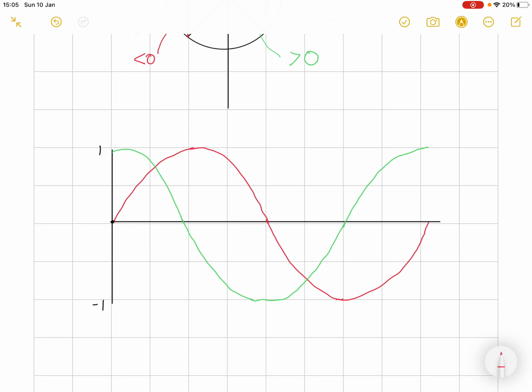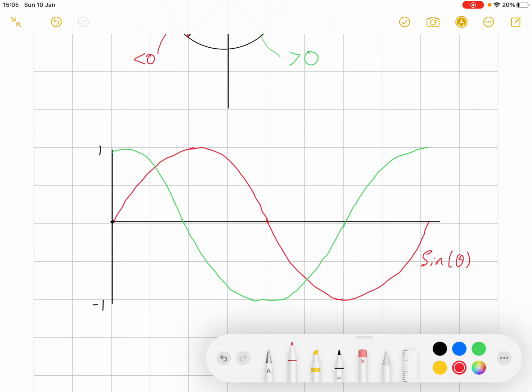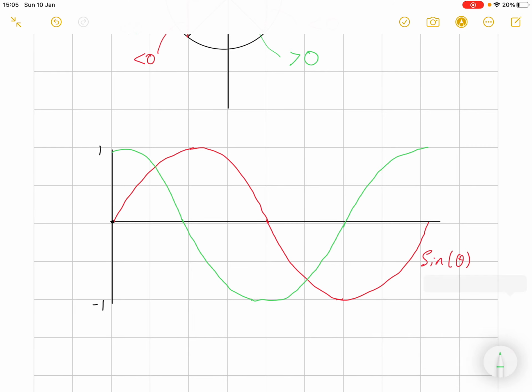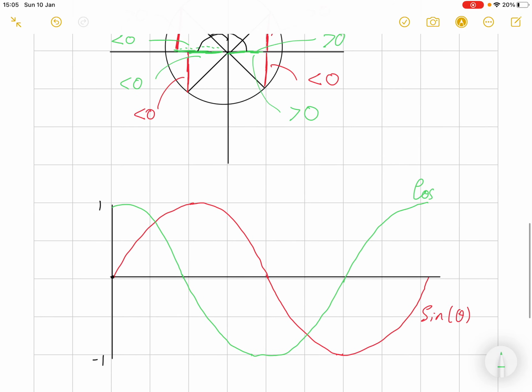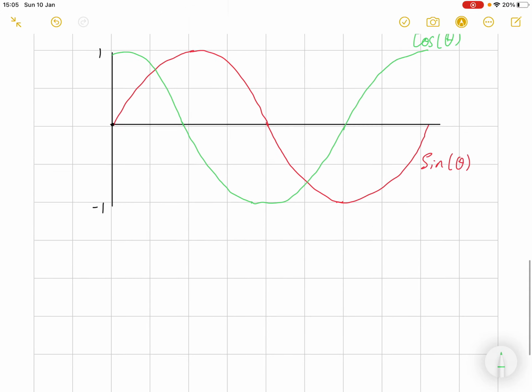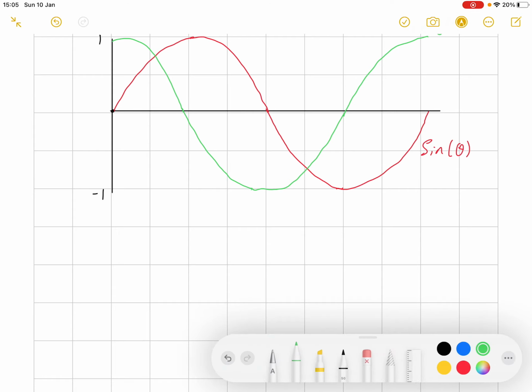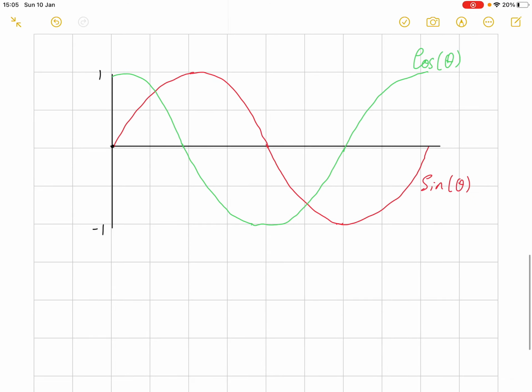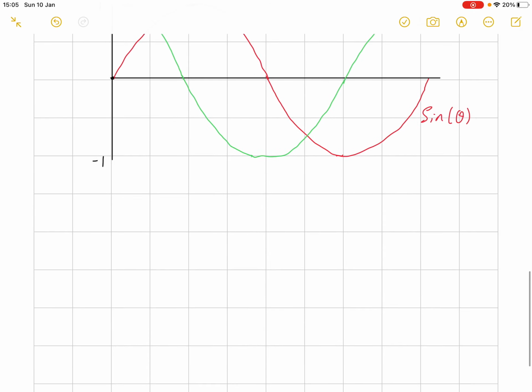So this gives us sine of theta, how the length of these lines change as the angle changes, and cos of theta. Now let's make a few observations. Well, obviously, the most blatant one is that they are the same graph, just shifted over slightly. In other words, for example, sine of theta plus 90 degrees is equal to cos of theta.